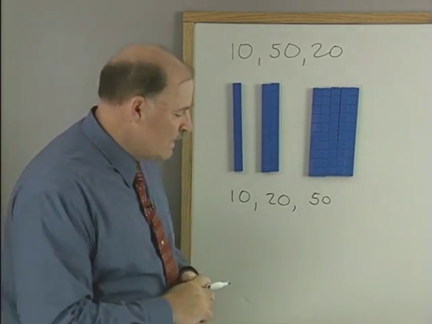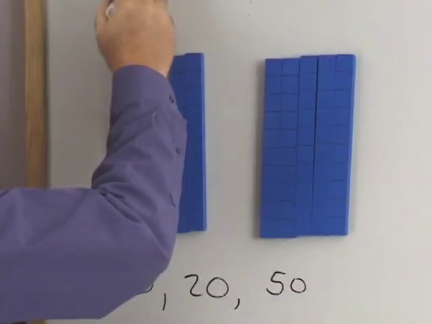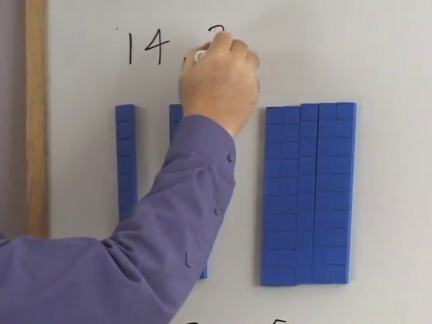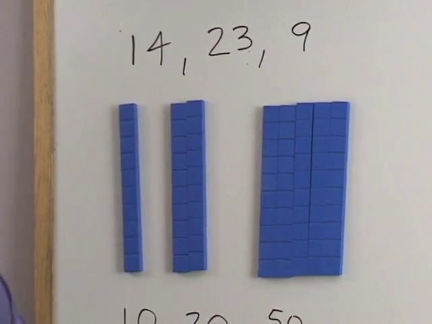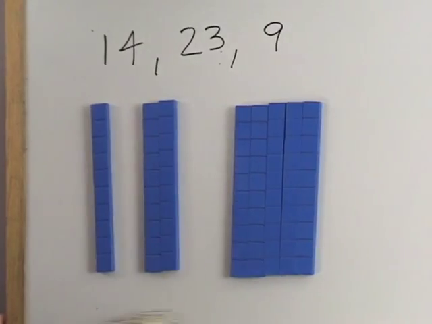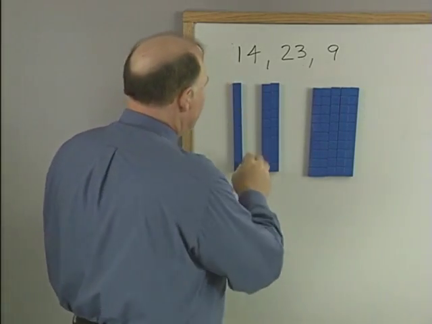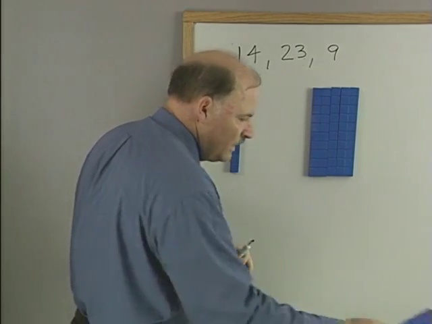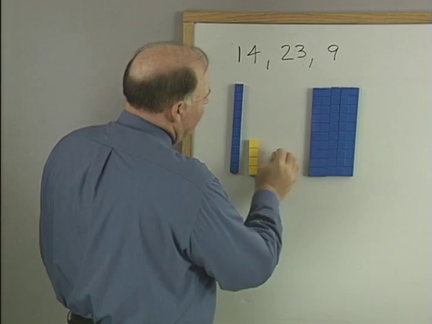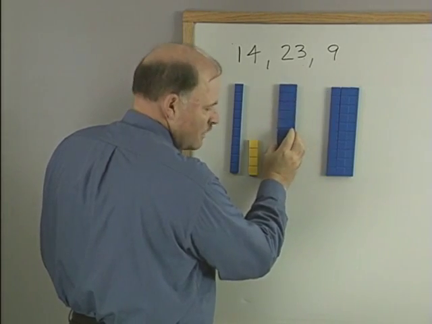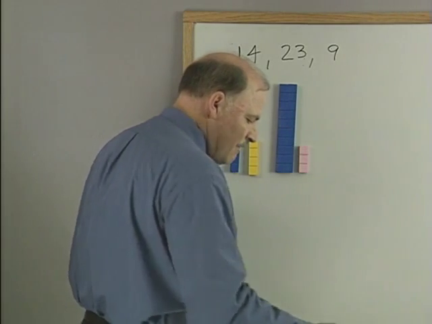Ready? Here they are, 3 numbers. 14, 23, 9. So you want to build those 3 first. And this is good practice with place value, right? Because you have to understand place value. So there's 14. I need a 4. And there's 23. So I need a 2 tens. There you go. And now I need a 9.